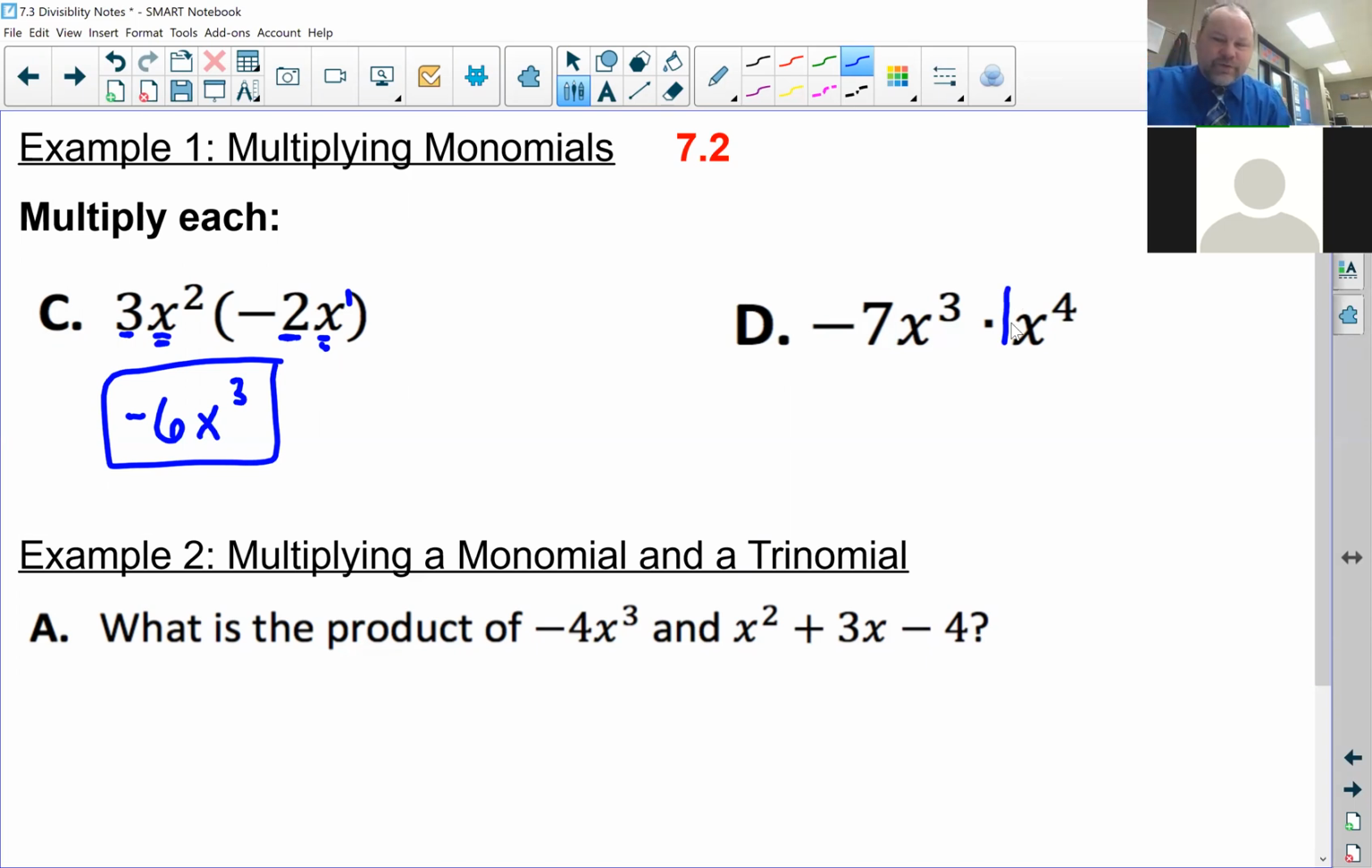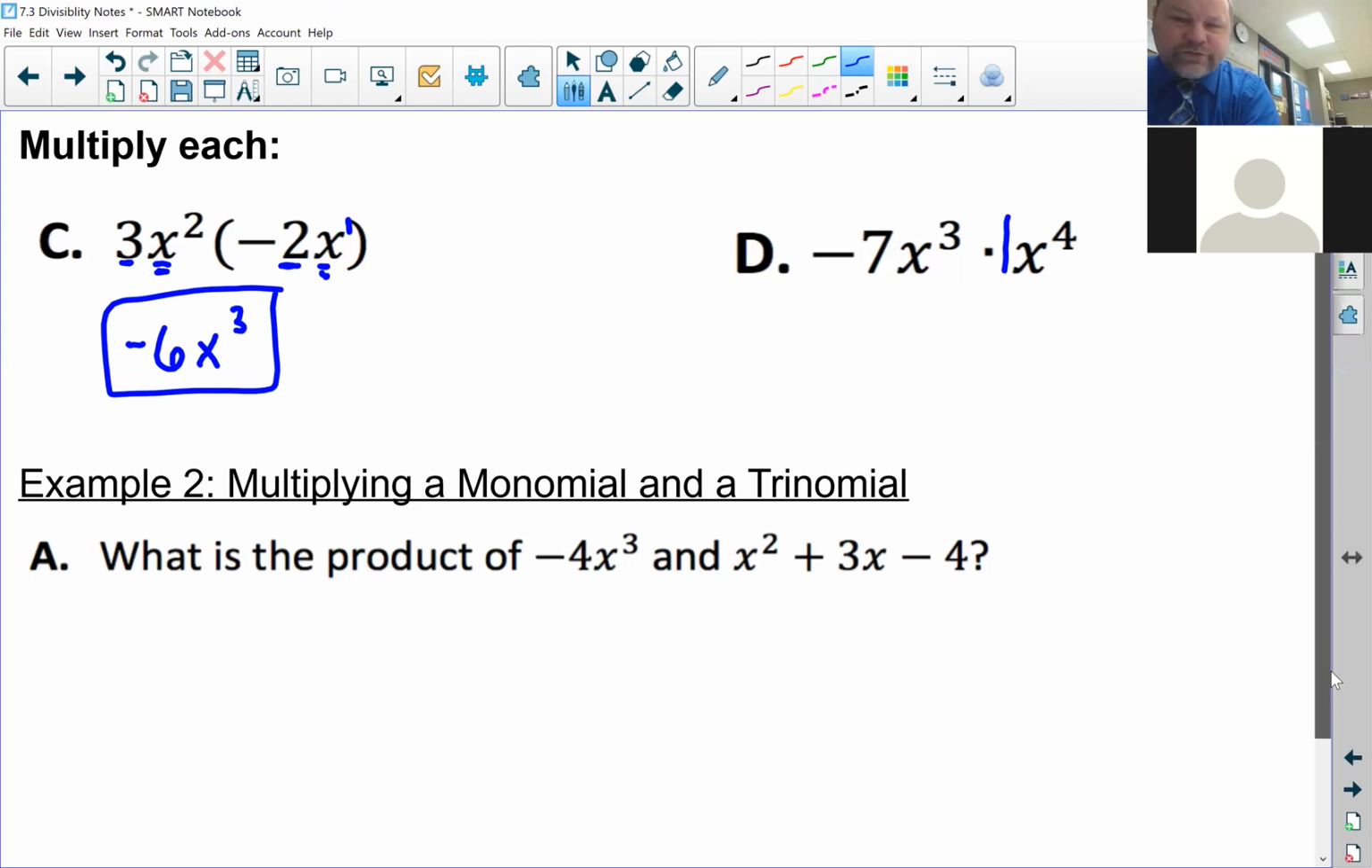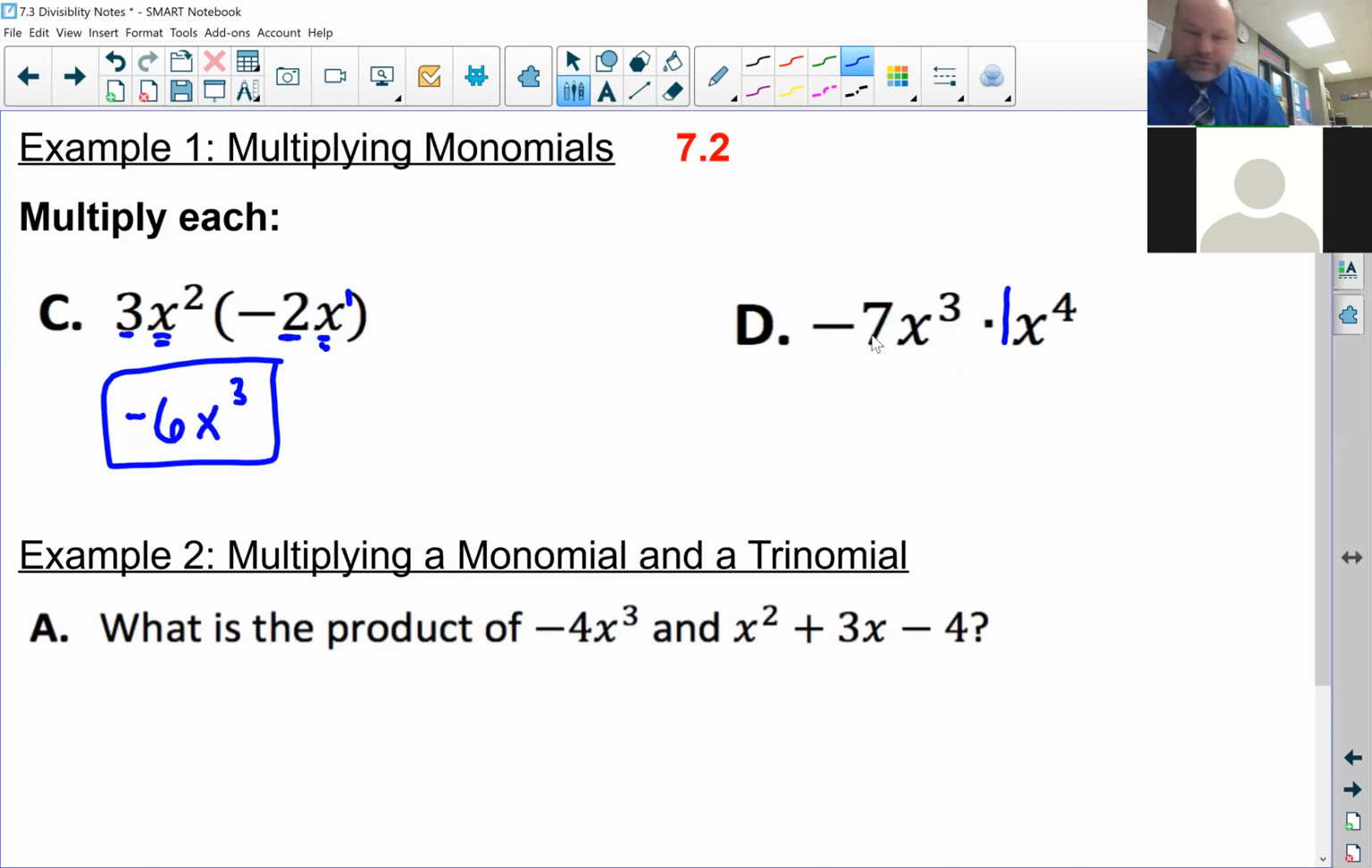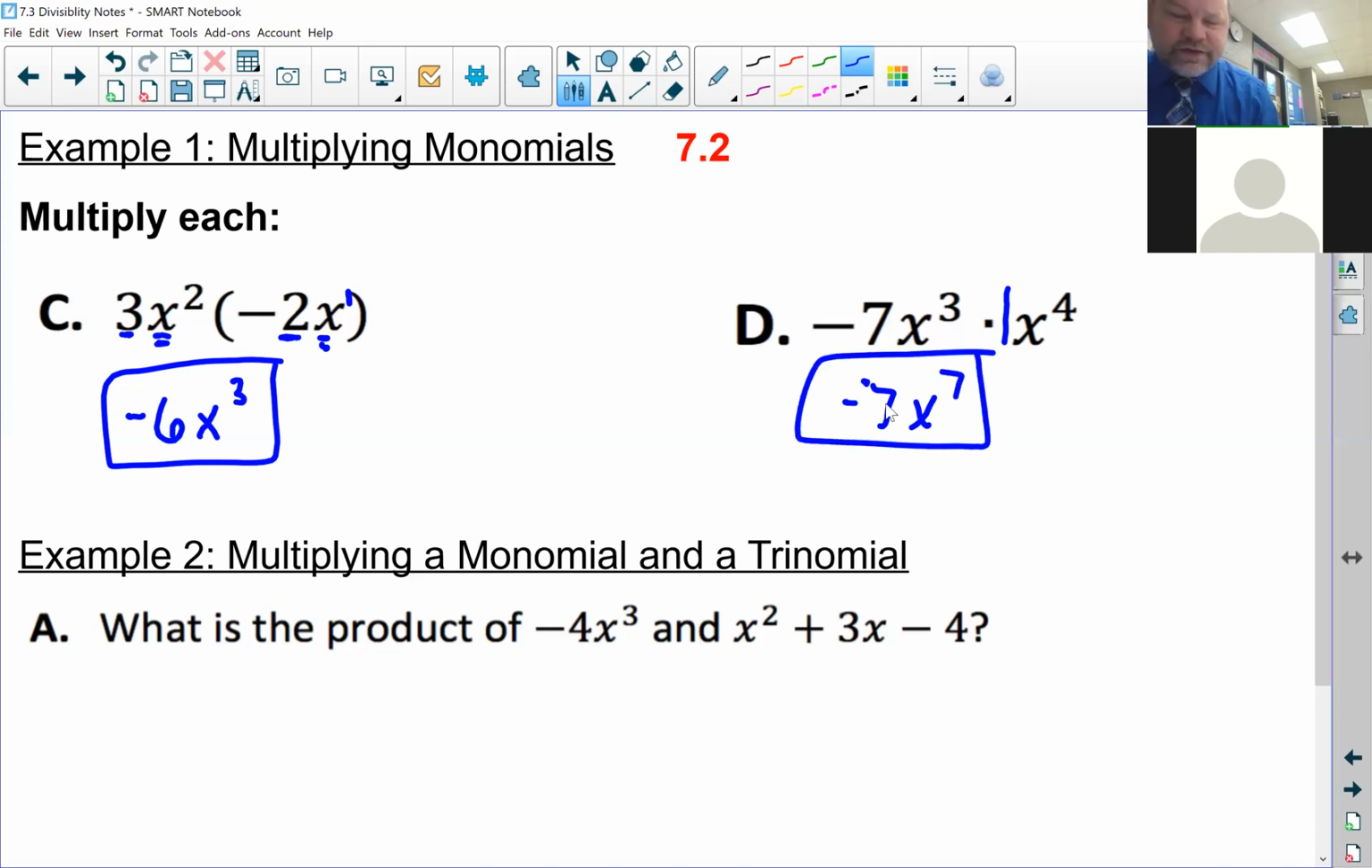Here's another example, -7x to the 3rd power times 1x to the 4th power. Again, multiply the numbers out front. I know it's early, and I hope this one doesn't tax you too much. -7 times 1 is -7. Add my exponents, 3 plus 4 is 7. So -7x to the 7th.